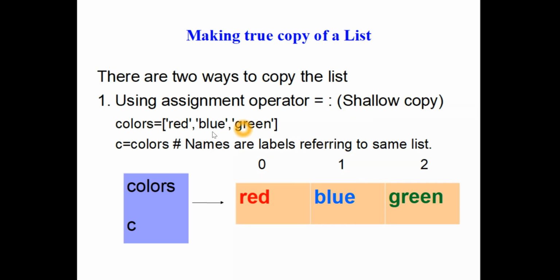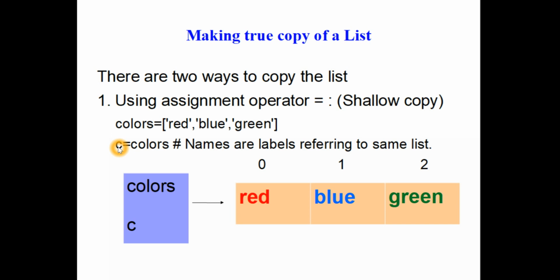Okay, consider this example. There is colors equal to, the assignment operator. There is a square bracket, which means it is called a list. Now look at the second statement, C is equal to colors. Now the colors values are assigned to C because there is an assignment operator in between. Now both the list colors and C, both the names are referring to the same list only. So if you are doing any changes in the colors, it automatically reflects in the C also.